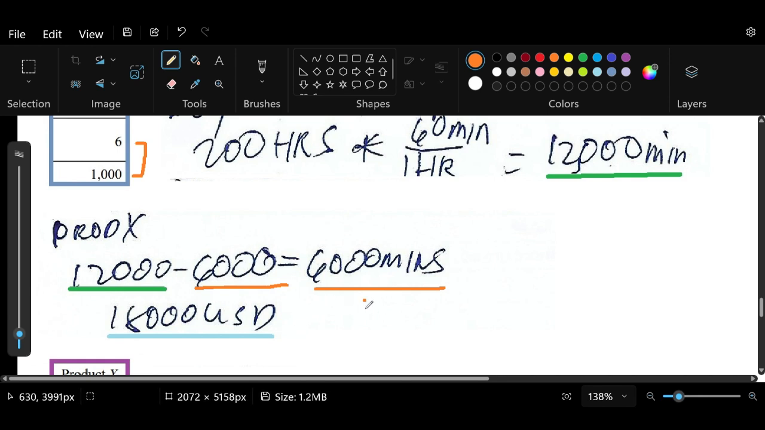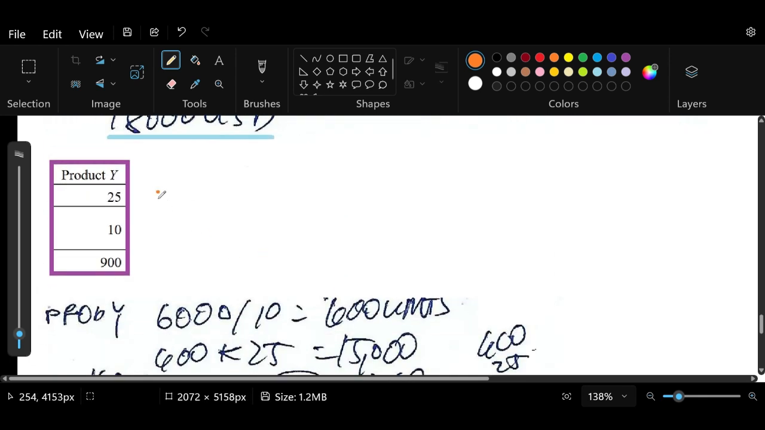But we still have 6,000 remaining minutes. How do we spend that? We can go with product Y. But this time, I think that we won't be able to manufacture all the products that we can make with product Y, the maximum. So we'll just need to manufacture the remaining, using the remaining time that we have. So if the remaining time is 6,000, we divide it by 10, because per unit we are consuming 10 minutes. How many units can we get from that? That's why we have 6,000 divided by 10, and that's why we have 600 units here.